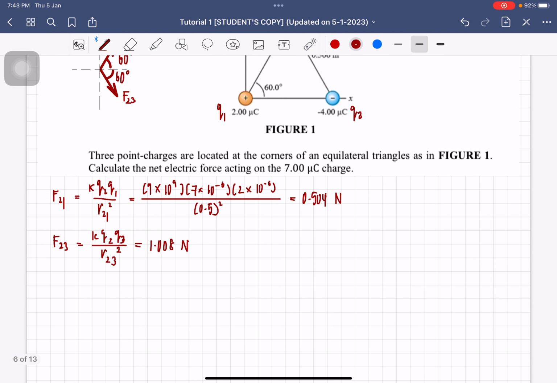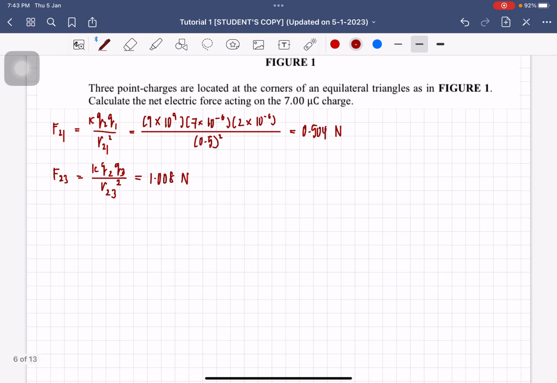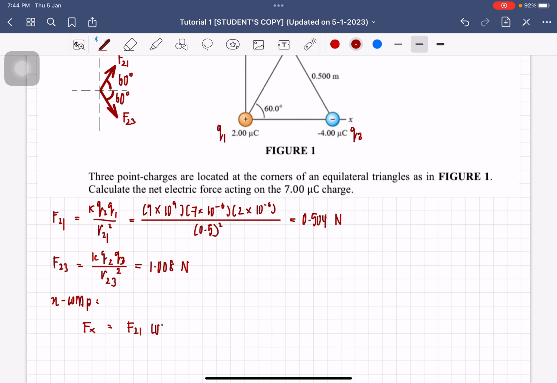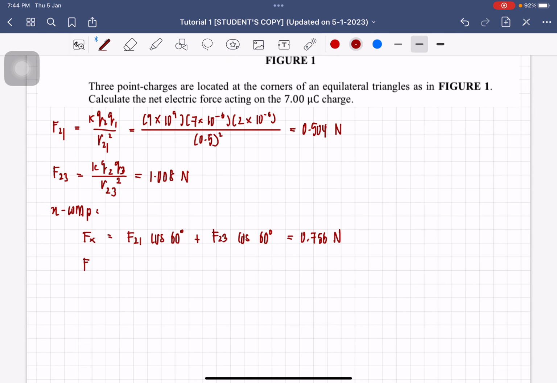Okay, so after calculating the magnitude, now is the time where you look at its components. So for the x component, the force in the x component is equal to F21 cos 60 degree plus F23 cos 60 degree. So this will give you 0.756 Newton.